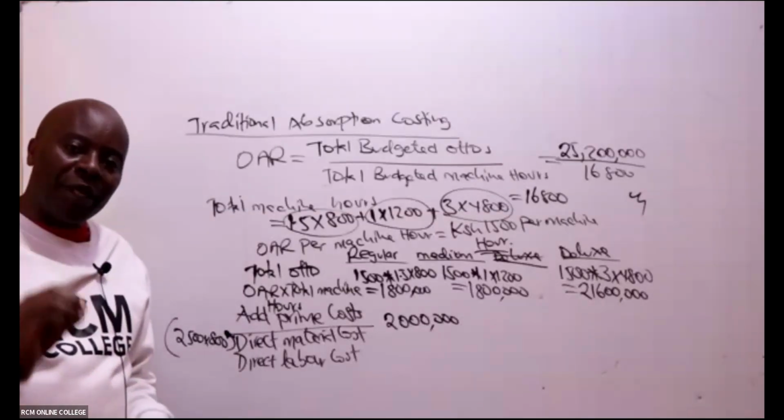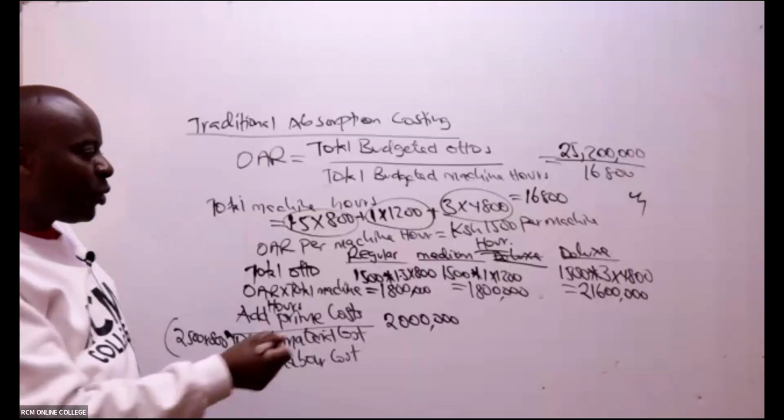Times number of medium units. Medium, I'm told, is 3.9 million.